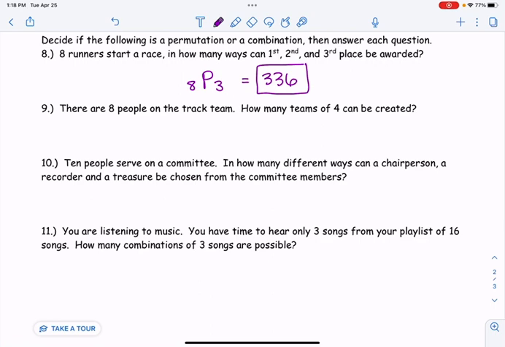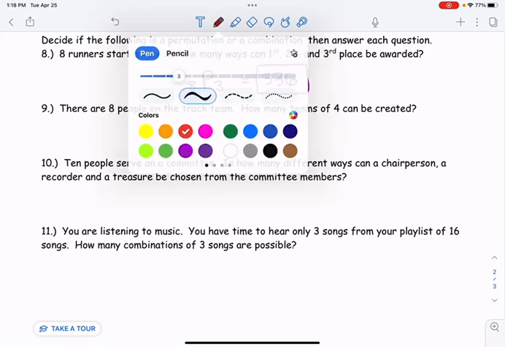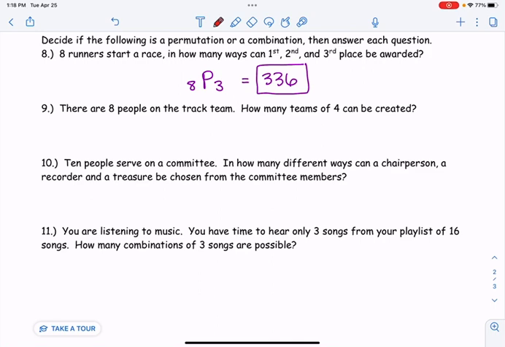In number 9, now there are 8 people on the track team. How many teams of 4 can be created? Well, if I'm just looking for teams of 4, order doesn't matter. It doesn't matter if I'm picked first on the team or second. I just want to create teams of 4. So now I want to go ahead and use a combination. So we're going to take 8, choose 4, because we just want to create groups of 4. So I'm going to take 8, math, go over to probability, down to number 3. So 8 choose 4 is going to give me 70. So I can create 70 different teams.